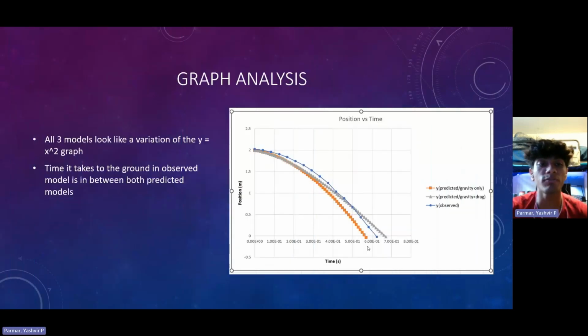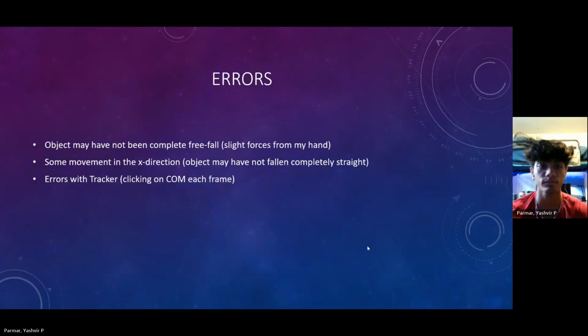We can see here that all 3 models look like a variation of the y equals x squared graph, which is good because in this case, drag is proportional to velocity squared. So drag equals minus b v squared. And the time it takes to reach the ground for the observed model is in between both predicted models, which is a good sign as they're within hundredths of seconds of each other. Obviously there's room for error that I'll explain on my next slide.